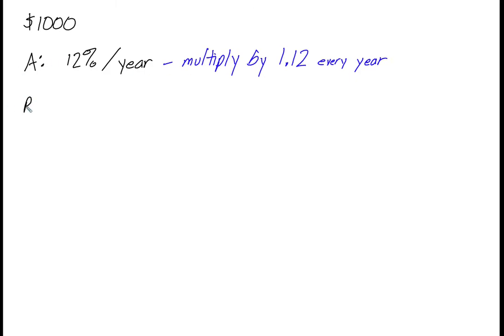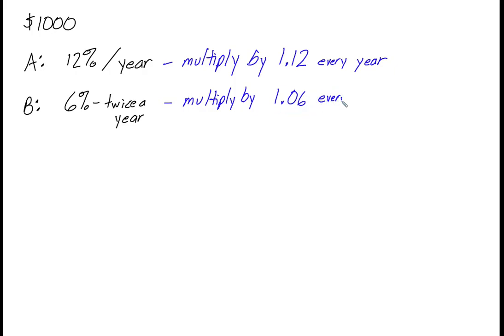And Bank B gives us 6% every 6 months, or twice a year. And so another way to say that same thing is that we are going to multiply by 1.06 because it's 106% every 6 months. And we'll do one more here.